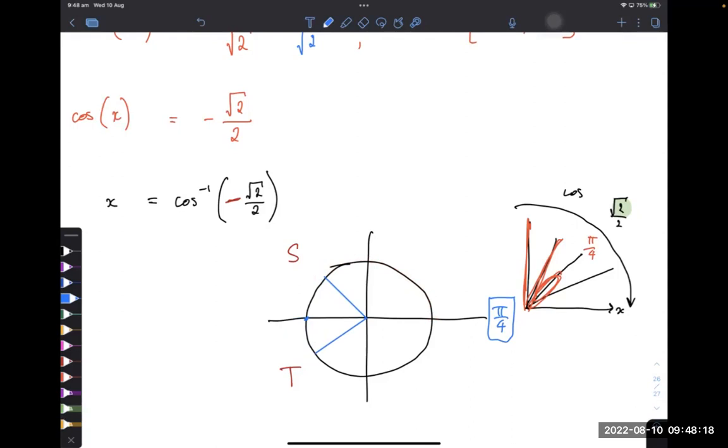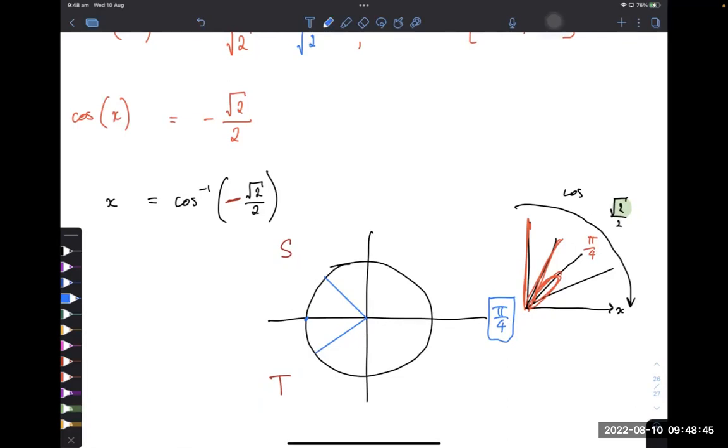Just do whatever you're comfortable with. I'm not going to set the restriction of going from negative pi to pi. You do you. So if you're more comfortable with writing this as 5pi/4, then you go ahead and you do it. Yes, absolutely.